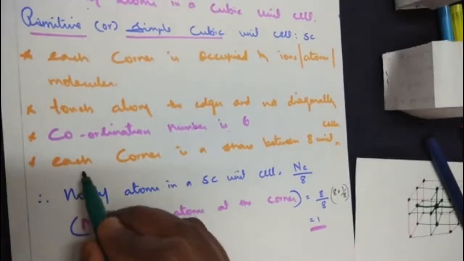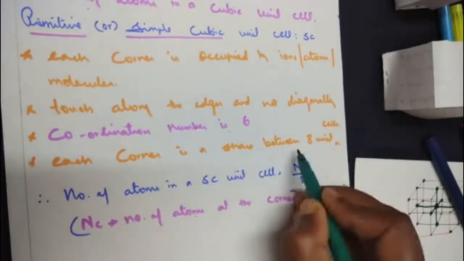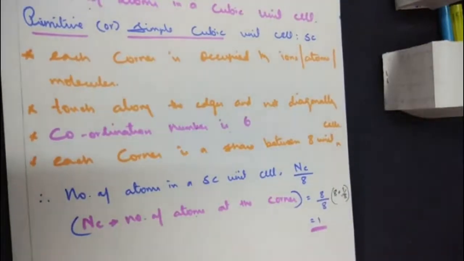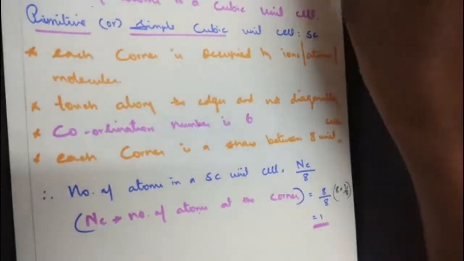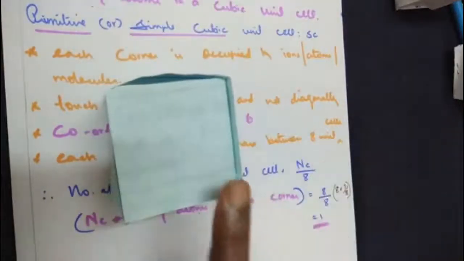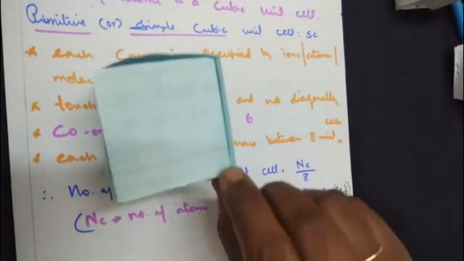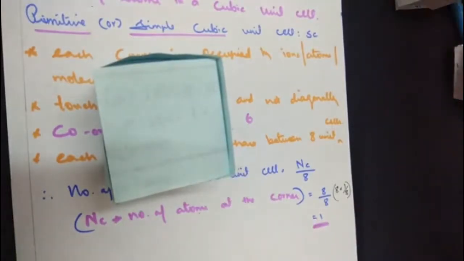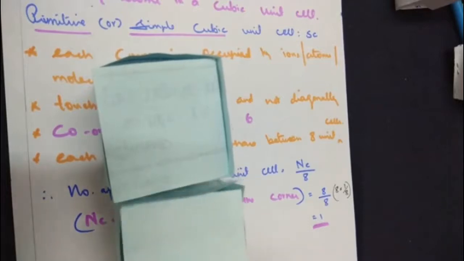The next one, each corner is shared between 8 unit cells. We are moving on to the little extra explanations. Now if I see here, this is 1 unit cell. Now I have taken this to be the corner of it. Okay, this is the corner point for me here. Now when we say 3 dimensions, it's shared with 1 more corner here.